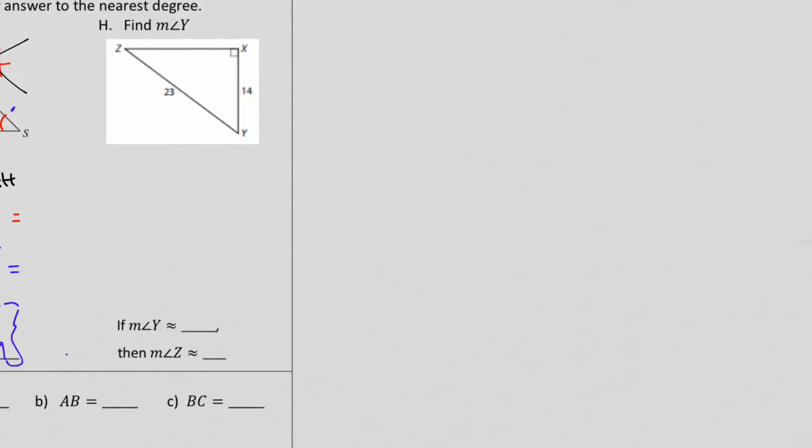Example H. Here I want to find the measure of angle y, so I'm going to mark y as my angle. So now I'm going to identify my hypotenuse, my side opposite, and side adjacent. Again, using SOHCAHTOA.